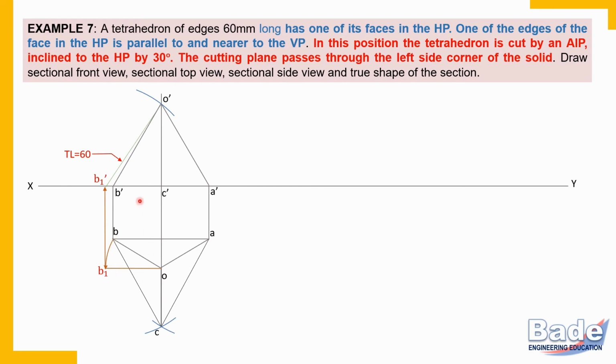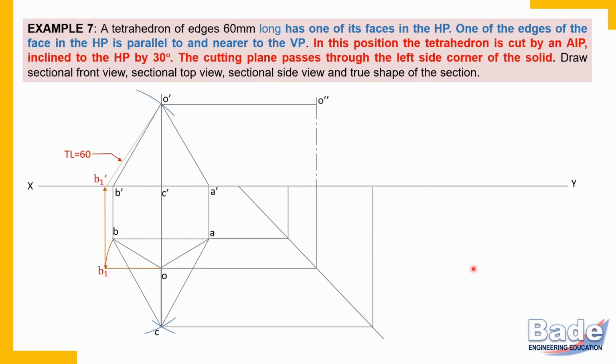Okay, now check whether the side view is asked. If it is, you should complete the side view also. You are asked to draw the sectional side view. So let's draw the side view. As usual, draw a 45 degrees line, horizontal projectors from all corners, from the front view to the side view, and projectors from the top view to the side view, as usual.